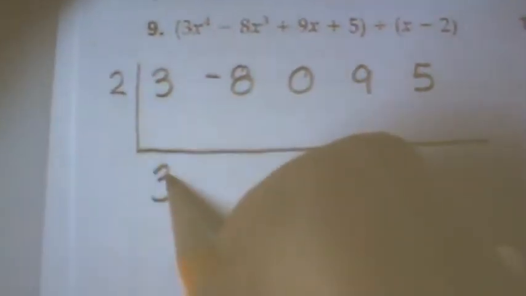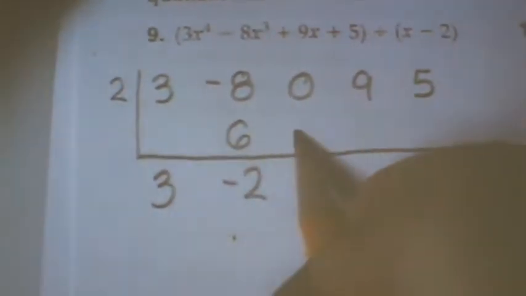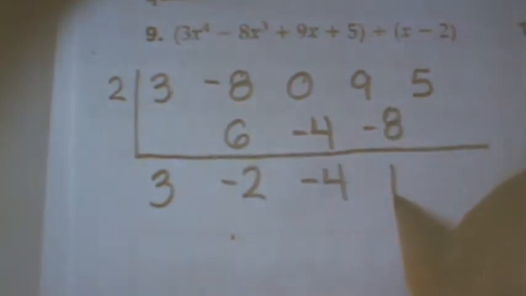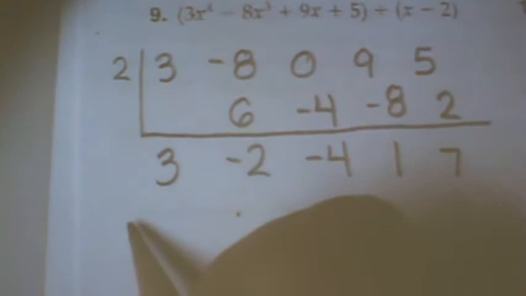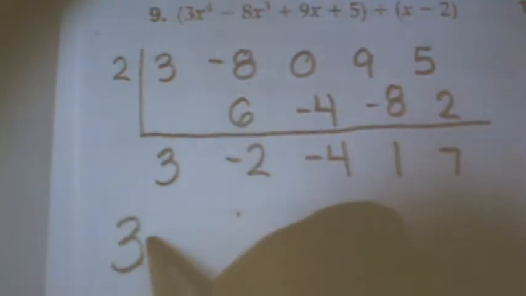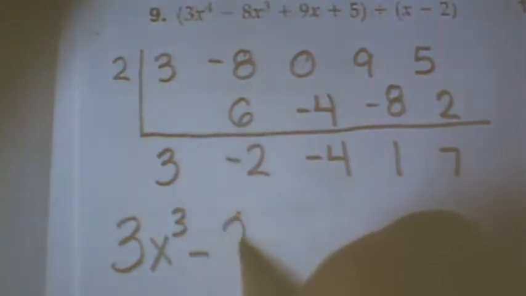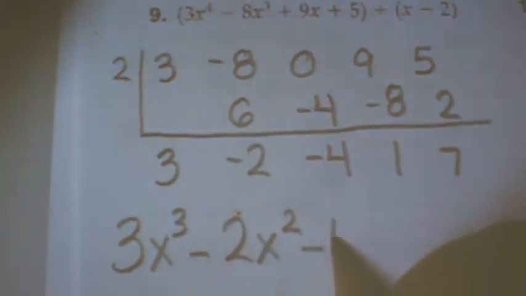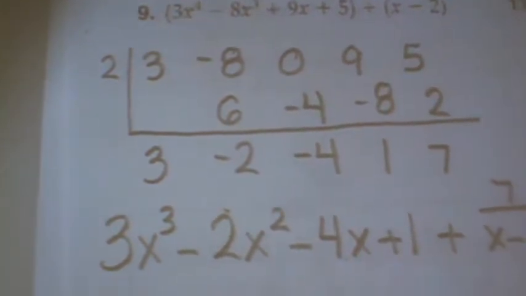Okay, then what? Bring that down, 3, yeah. And then do what with these 2? Multiply, then add. Multiply, then add. Multiply, and then add. So please interpret my answer. 3x cubed. 3x, we're gonna go 1 degree less than that. 2x squared minus 4x plus 1. And then with the remainder of 7 over x minus 2. Perfect.